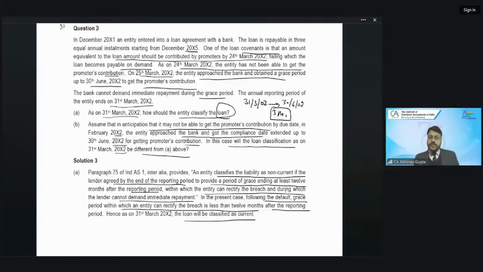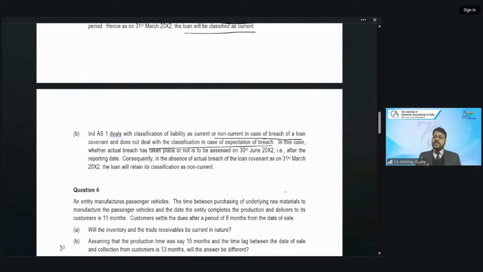But in the second scenario, the company is saying let's not consider 24th March as that date. Let's consider 30th June as the date to assess whether the breach has happened or not. Now, because 30th June falls after the year end, that is 31st March, the breach is not happening on or before the year end. So there are no issues at all. Whether the breach will happen or not will be known to us when we reach 30th June, which falls in the next financial year. So there is no issue with the existing current financial year, nothing to worry about. The liability will continue to be presented as non-current. Clear? Yes, sir. Clear, sir. Perfect.